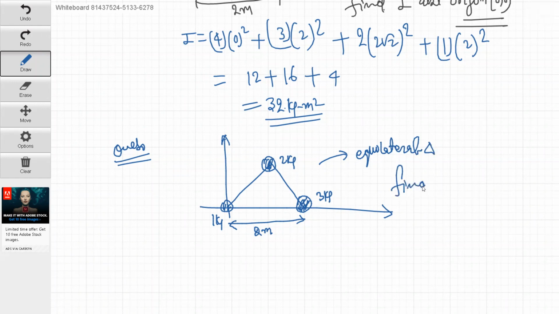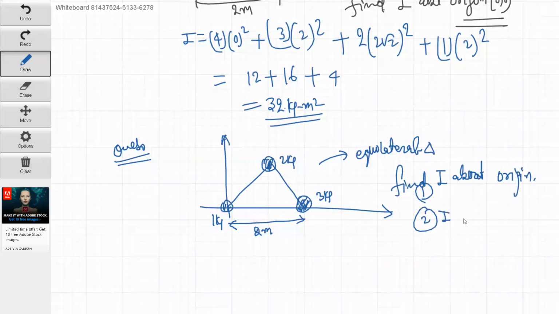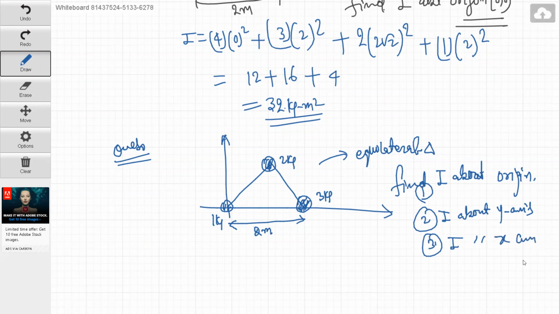Find the moment of inertia about the origin. First one. Second, find the moment of inertia about the y-axis. Third one, find the moment of inertia about the x-axis. Do it fast.